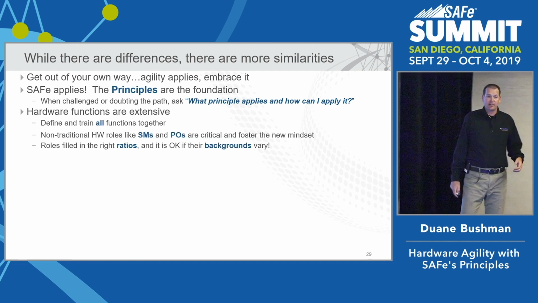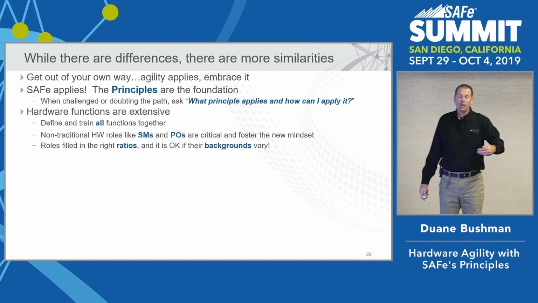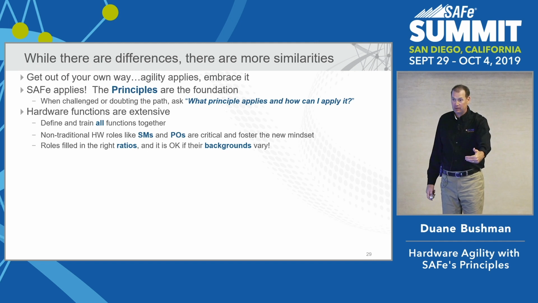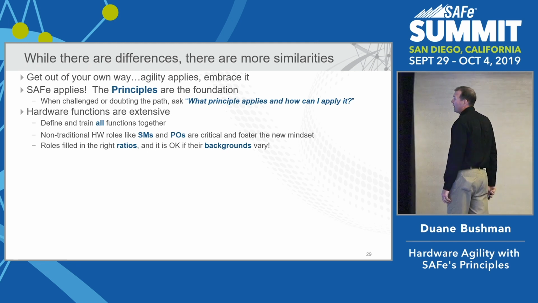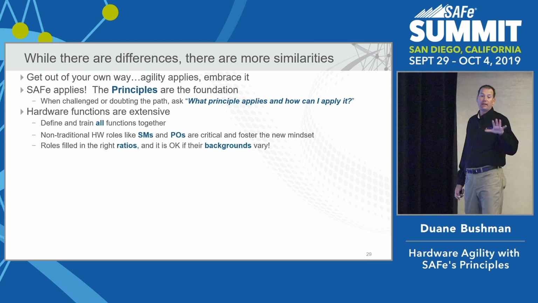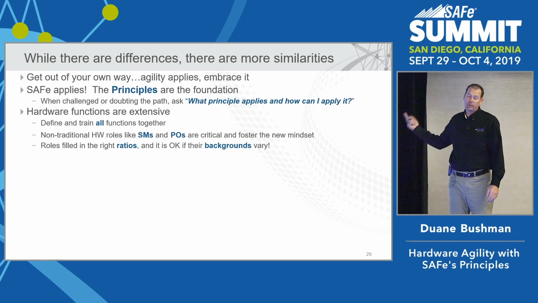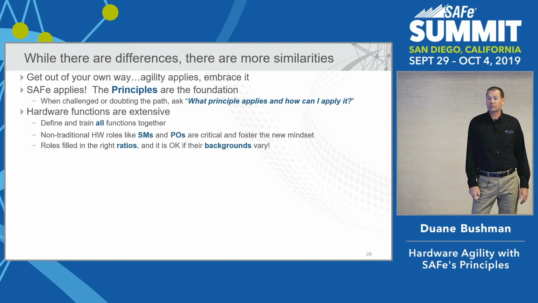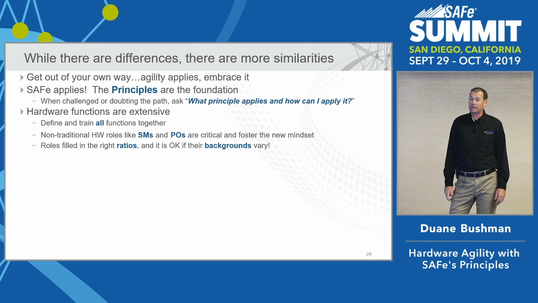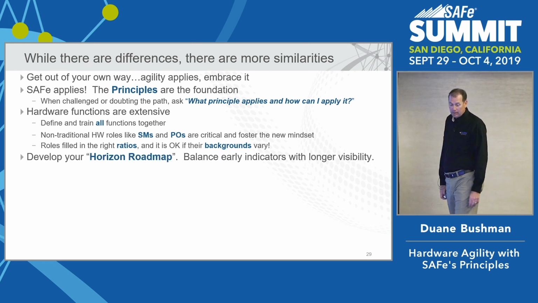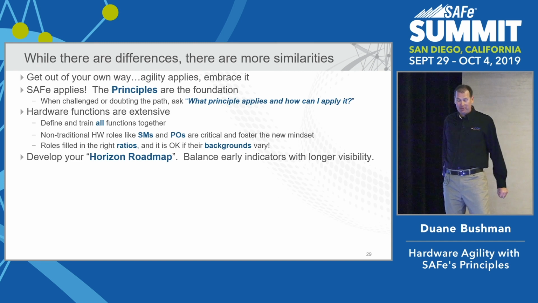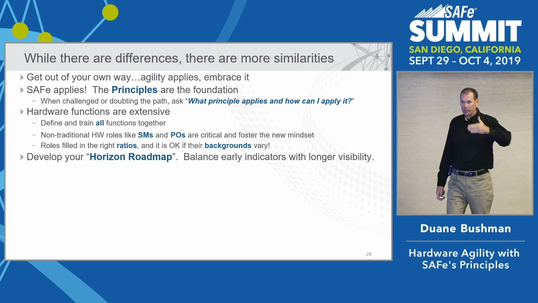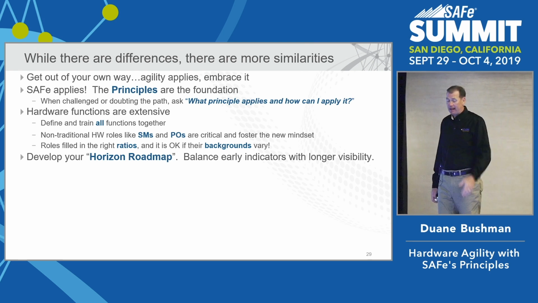Hardware functions are extensive, so we need to be thinking about them all. And when we do things like SAFe for teams, we want to train everyone together, right? We want to have the teams defined and the teams trained together, and then we need those roles, and we need those roles filled in a proportional manner, right? We can't have the 1-to-6 ratio, especially when it's something that is brand new to an organization. We want to develop that construction roadmap, Horizon roadmap. This is that balance of early indicators versus are we on the right path, all right? This is the balance that's there.